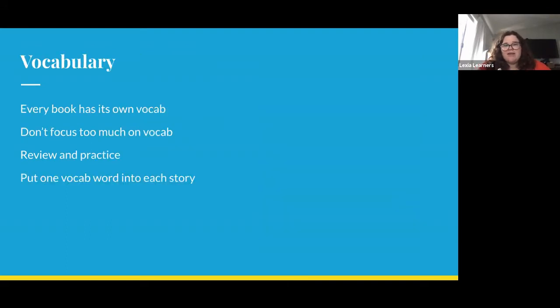So vocab, every lesson has vocab lists. And every book's vocab list is different. They will be listed at the beginning of every lesson, and they will also be listed at the end of every book in the back. And I don't focus too much on vocab. There are review pages and everything for vocab. But I like to make sure that they know how to use it. They can use it in a sentence. They put one vocab word in each story.